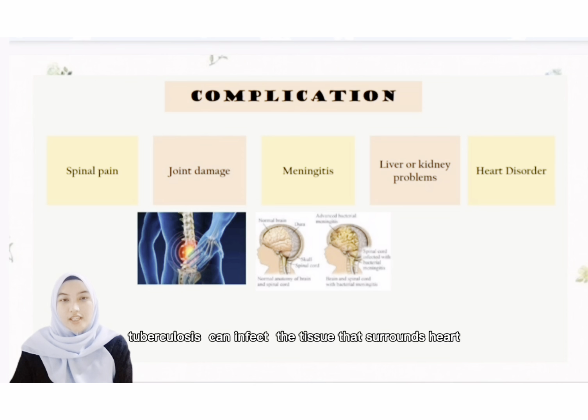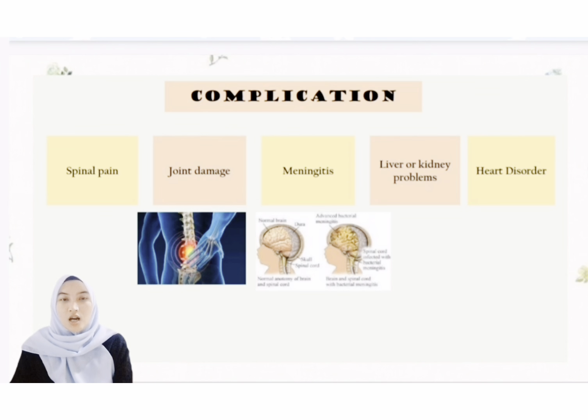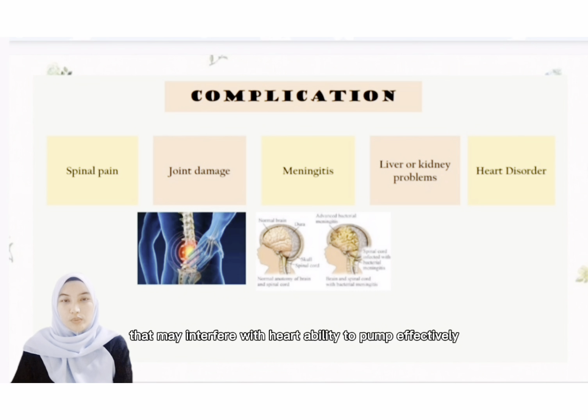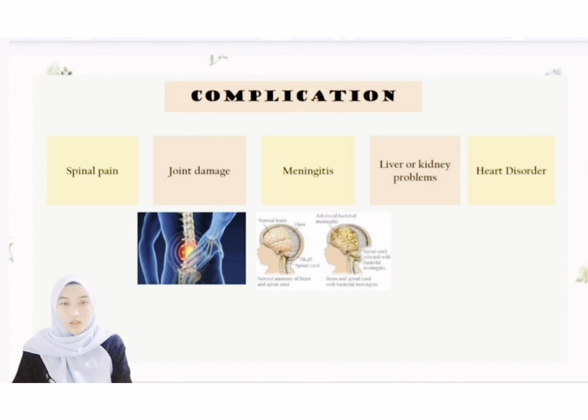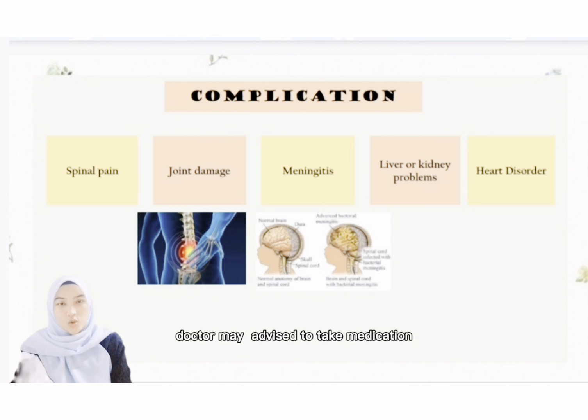Heart disorder: tuberculosis can affect the tissue that surrounds the heart, causing inflammation and fluid collection that may interfere with the heart's ability to pump effectively. This condition, called cardiac tamponade, can be fatal. If you test positive for latent TB infection, the doctor may advise you to take medication to reduce the risk of developing active tuberculosis. The only type of tuberculosis that is contagious is the active variety when it affects the lungs.